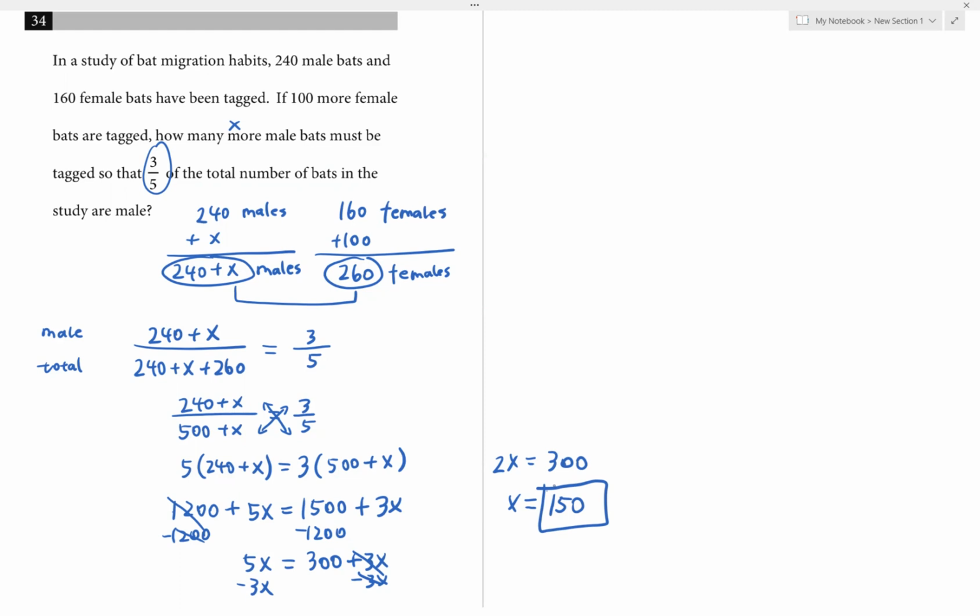The difficult part is actually to set up the proportion, and to recognize that to find the total, we have to add the two things, the male and the female, to give us a total. Once we have the proportion, we can just go and solve from there.